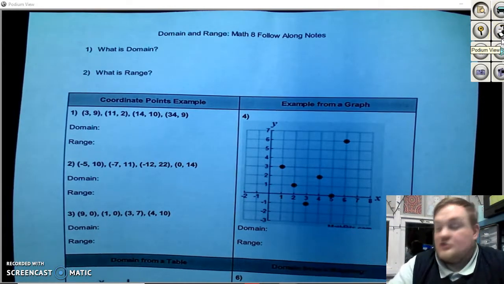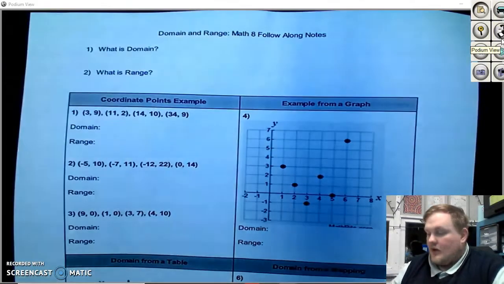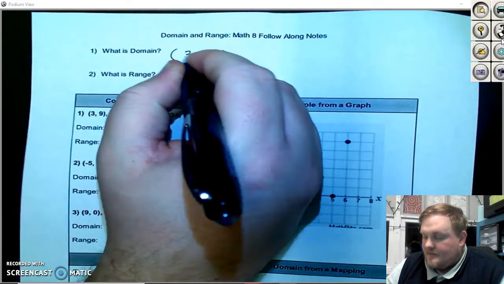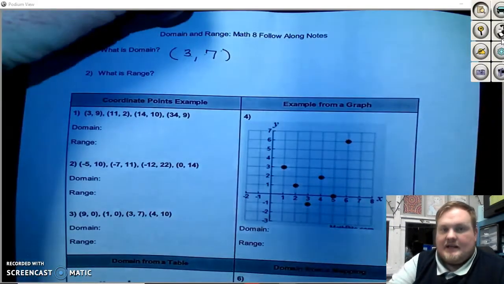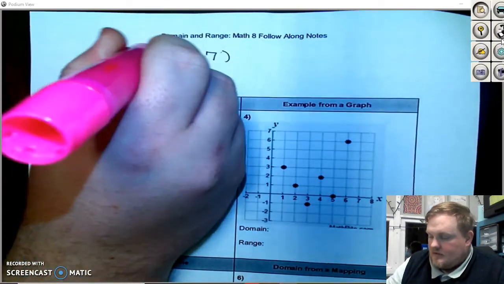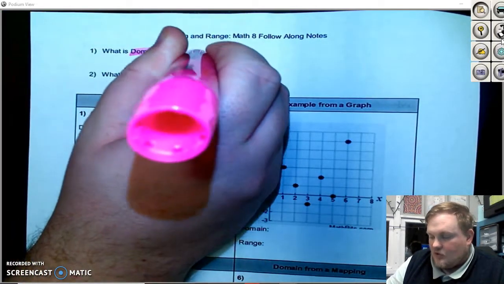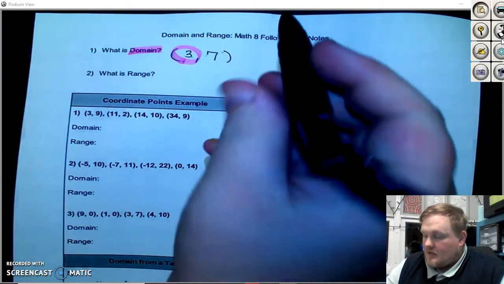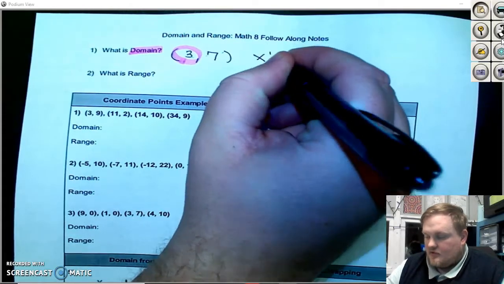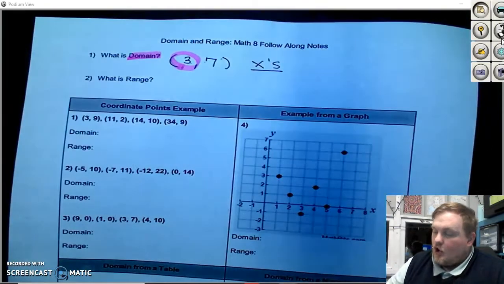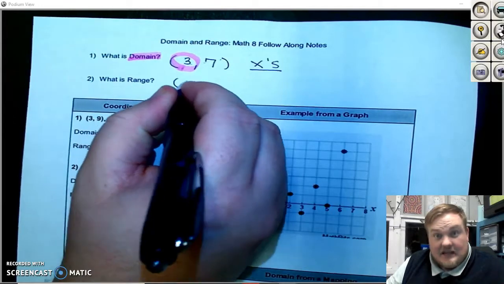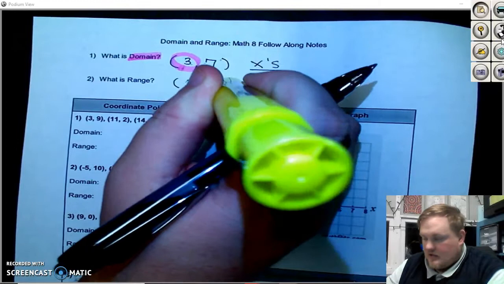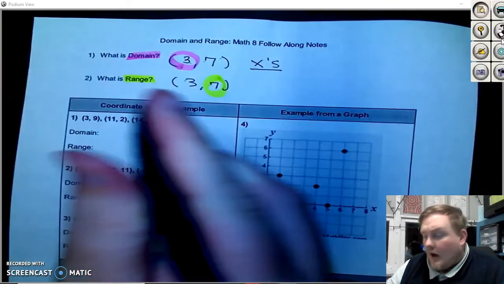But so, domain and range. What is domain? Well, when you're given a coordinate point like 3, 7, the domain is going to be the x coordinate, okay? And the x coordinate is always the first coordinate. So the x's, okay? Your domain are your x's. Your range, given that same coordinate point, are going to be the y's, okay? So range are all the y's.